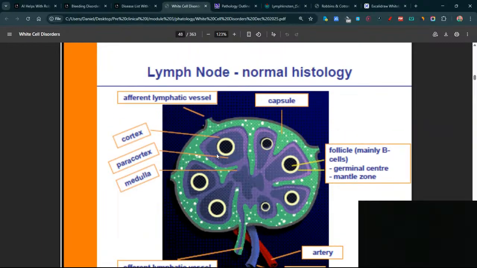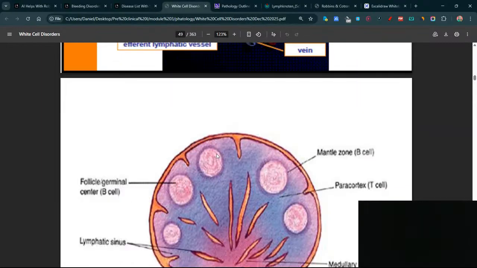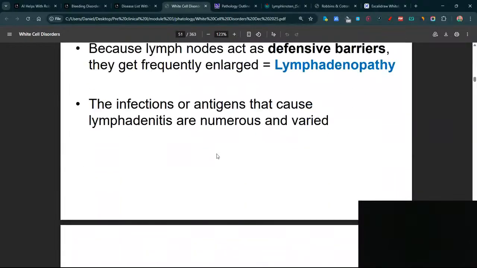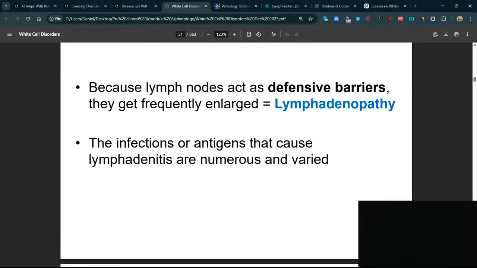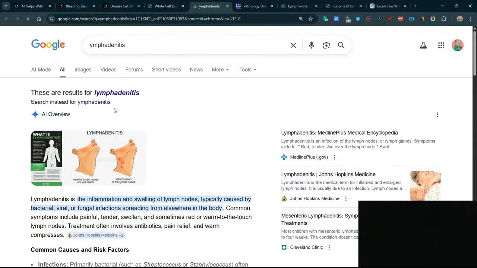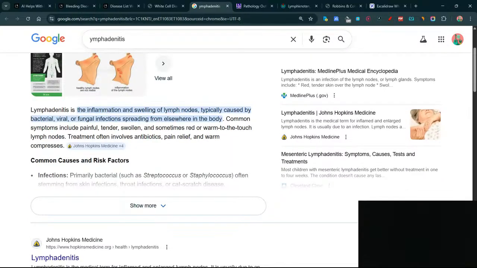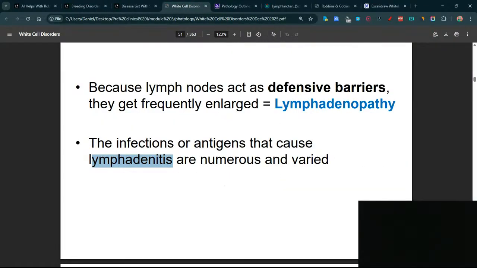But this is the histology, so we will read more on this later separately. The infections or antigens that cause these are numerous and varied. What is lymphadenitis? Maybe it is itis, which means swelling. Lymphadenitis is inflammation and swelling of lymph nodes, typically caused by bacteria or viruses. The cause is varied and the nodes frequently get enlarged.